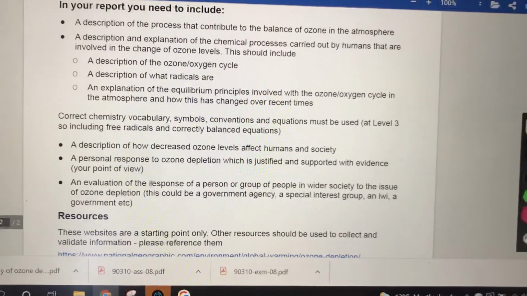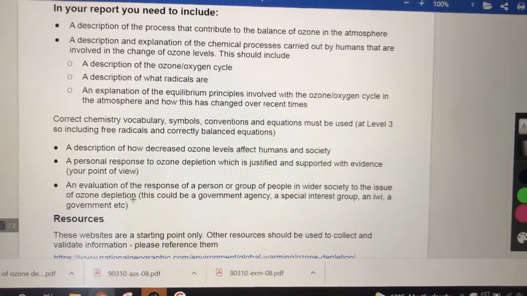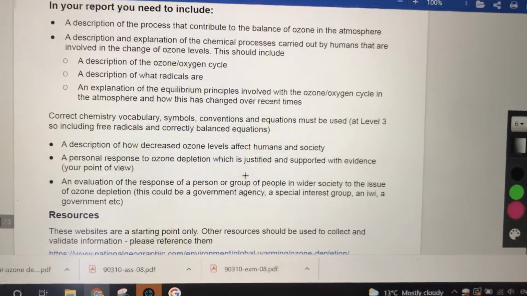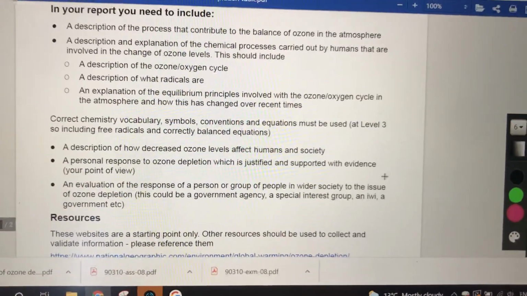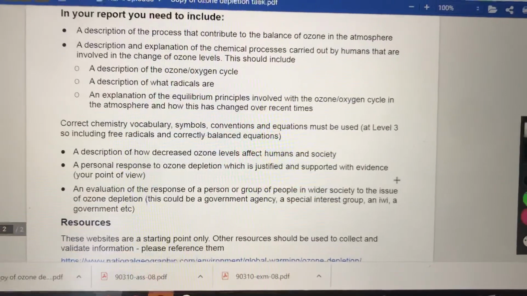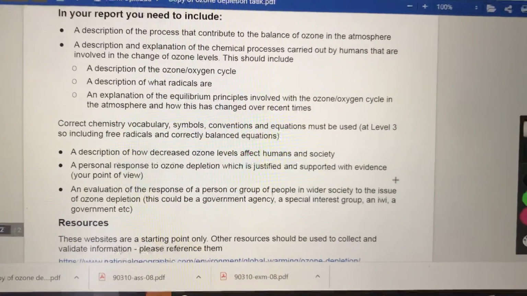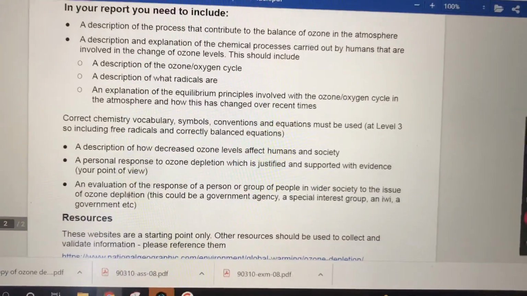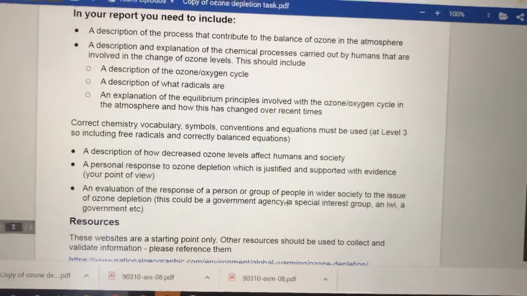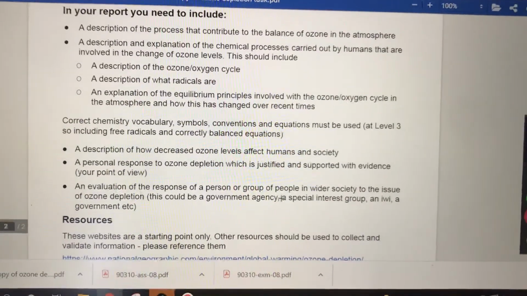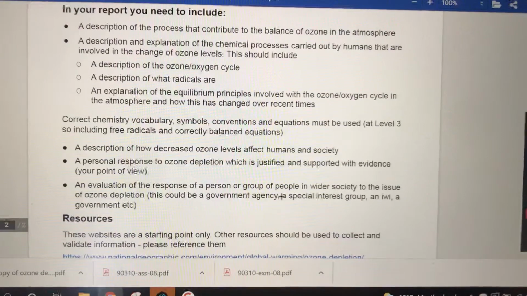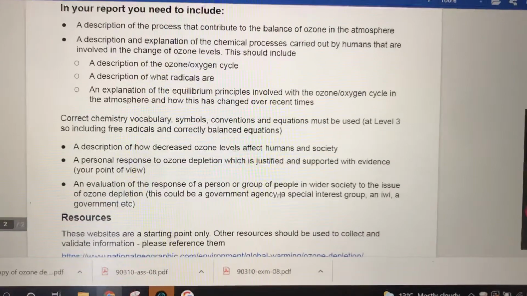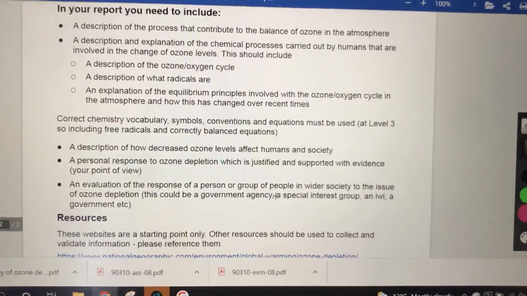If you add on these last 2 bullet points, then that is what you need to do to get the Earth and Space one. So a personal response to ozone depletion, which is justified and supported with evidence. As with everything, it is not enough to say, I think this, without saying why you think that and having some good evidence. And you need to find a group that has a position on ozone depletion. That could be a government agency, a local iwi, or an environmental group, and you need to find that information and you need to analyse it.